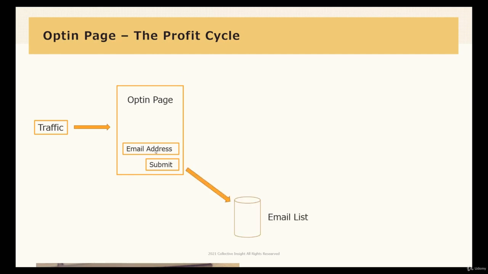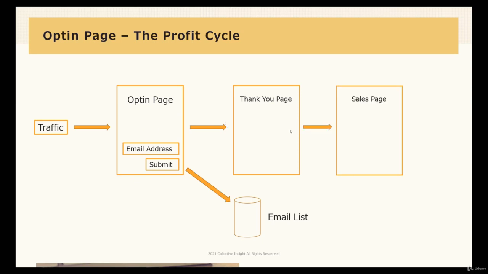Once they opt in, you will go to your email list. So this is your autoresponder software maintaining the list. And after they opt in, normally they will go to a thank you page where they can download the lead magnet that you are showing up here. And then you take them to the sales page. This is where your product or services is offered. It can be an affiliate link, or your website, for example. And if they buy, you make money, of course.